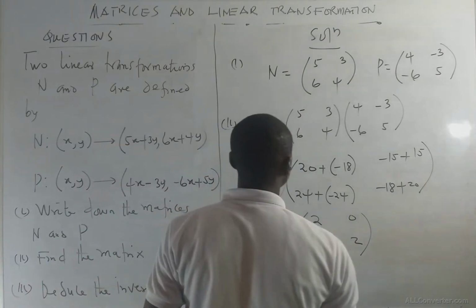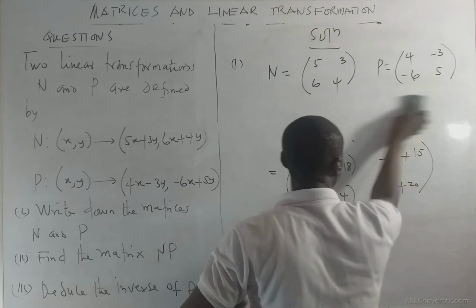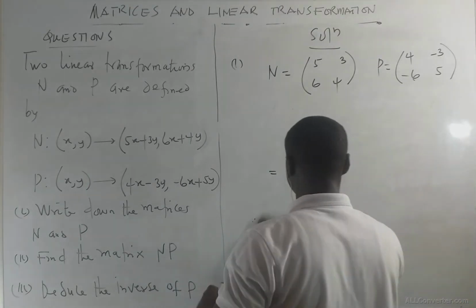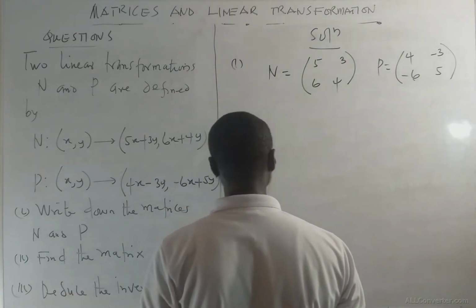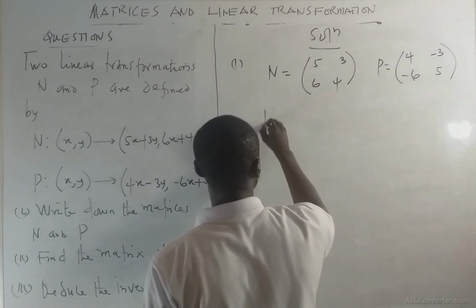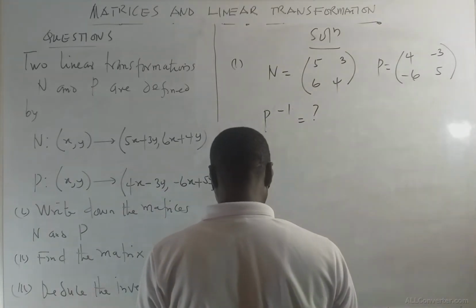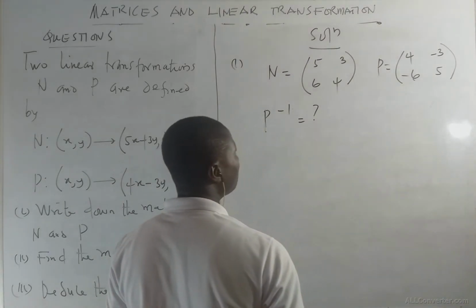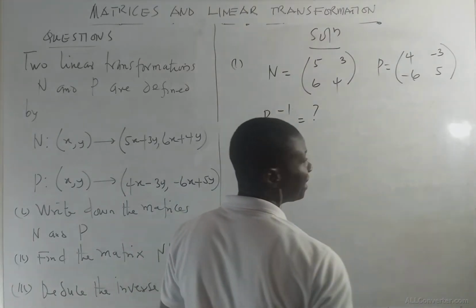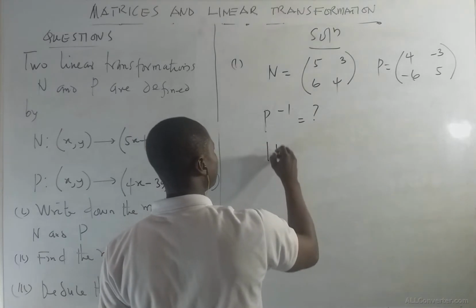Now we are solving the third part of the question. In the third part of the question, we have to find the inverse of P. So the inverse of P is question mark. Don't forget that before you can find the inverse of a matrix, you need to find the determinant first. So we find the determinant of P.